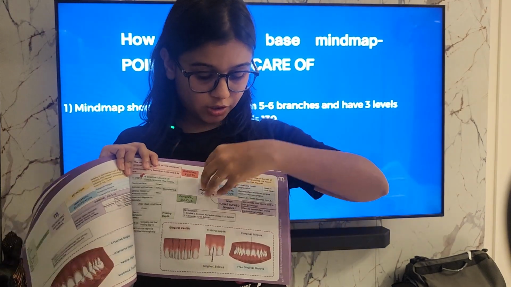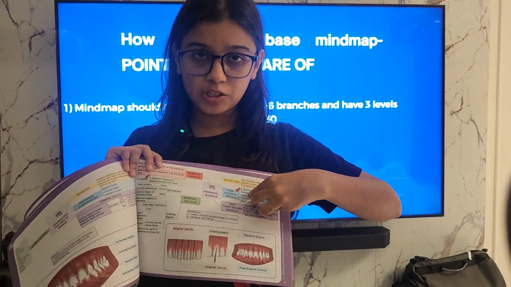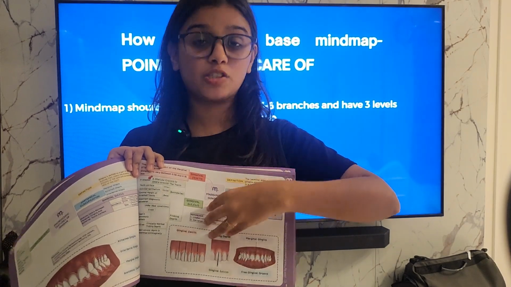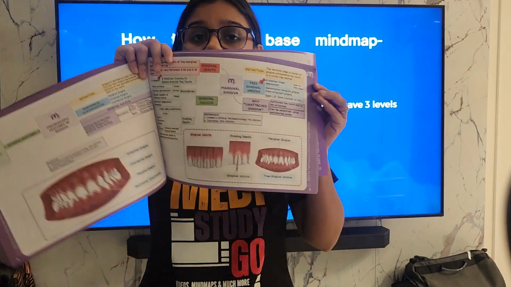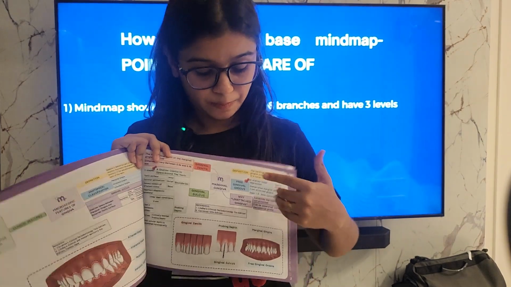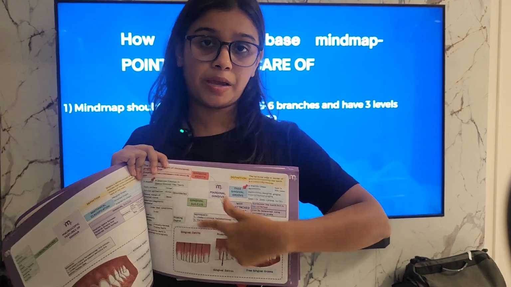So marginal gingiva, what is the definition? What is the free gingival groove? What is the unattached gingiva, gingival zenith and gingival sulcus? In a map, she was able to only fit 5, but that meant that she had to delete a lot of things. So this is what we call the first main branch.